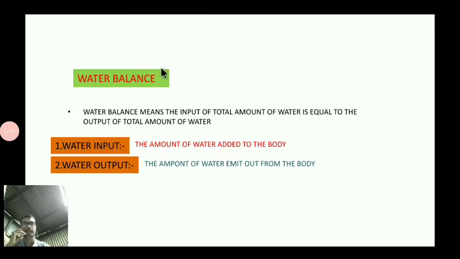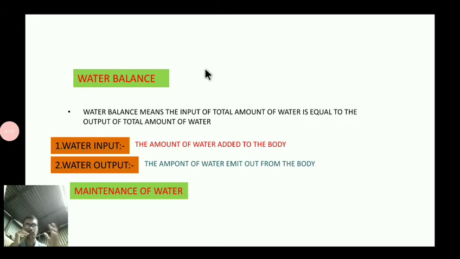Now we'll see the maintenance of water balance. Normally the body maintains a fine balance between intake and output, and the total body water remains constant. The total body water remains constant by the process of input and output of water. When intake increases, the output also increases. If one day you take 10 liters of water instead of 5 liters, the output of water will also increase. Suppose one day you take just 2 liters of water, the output of water will also decrease.